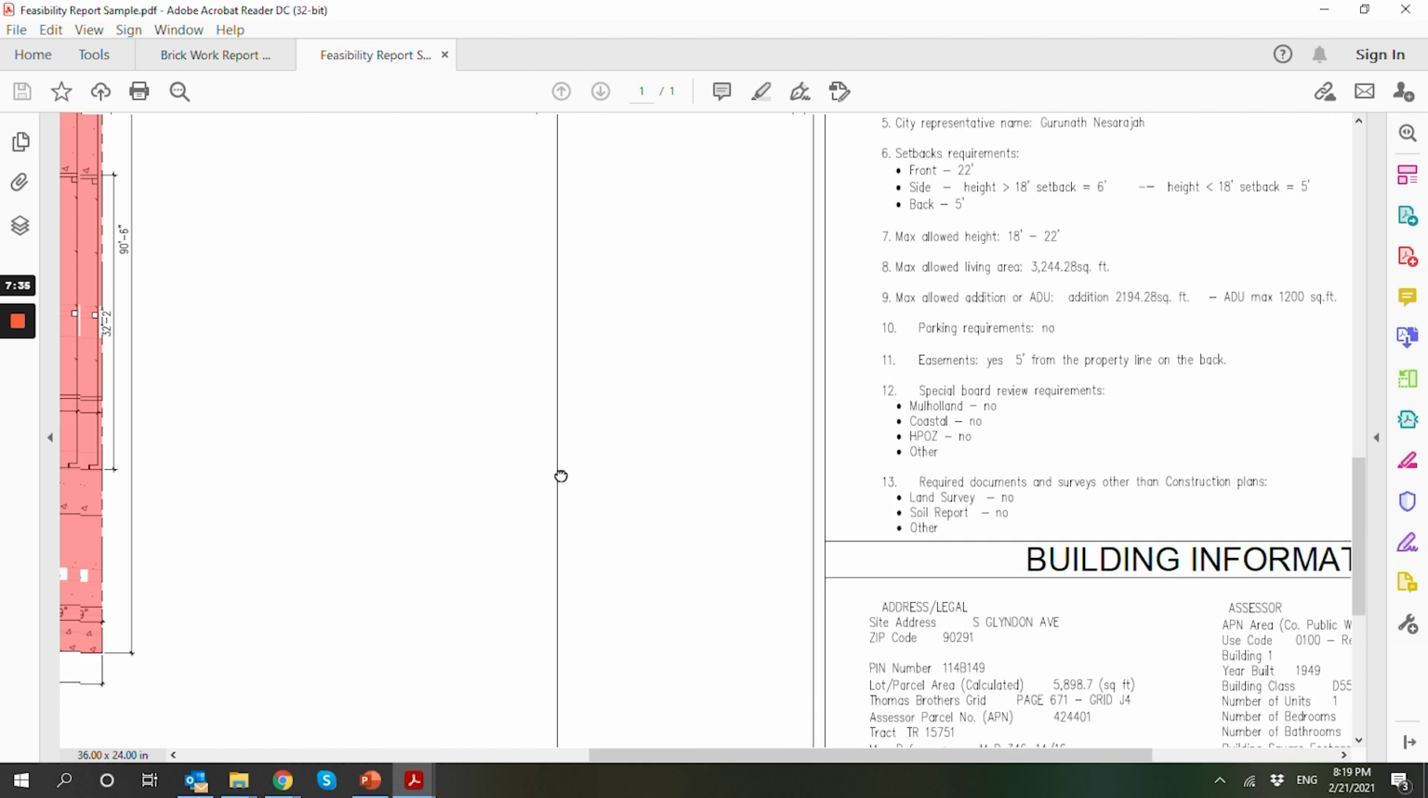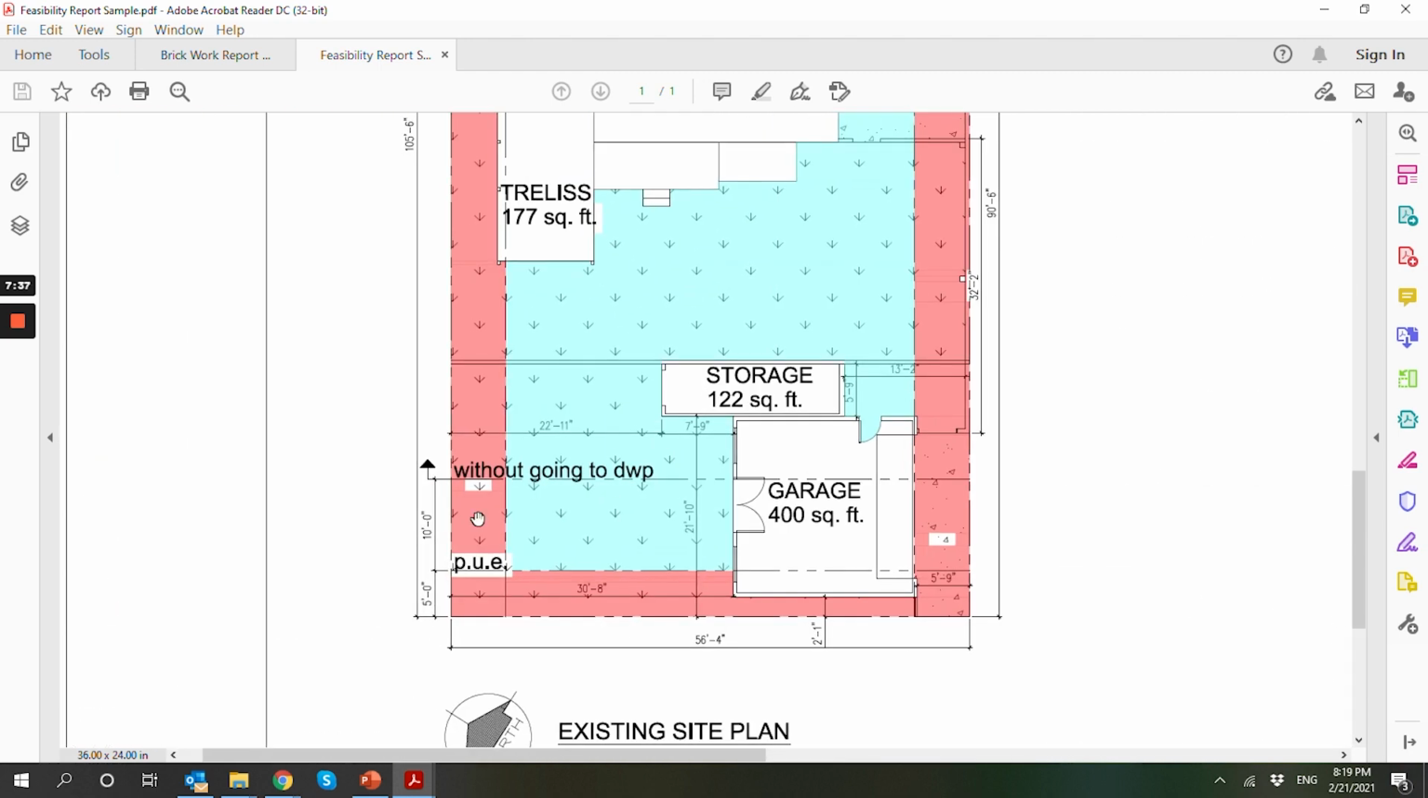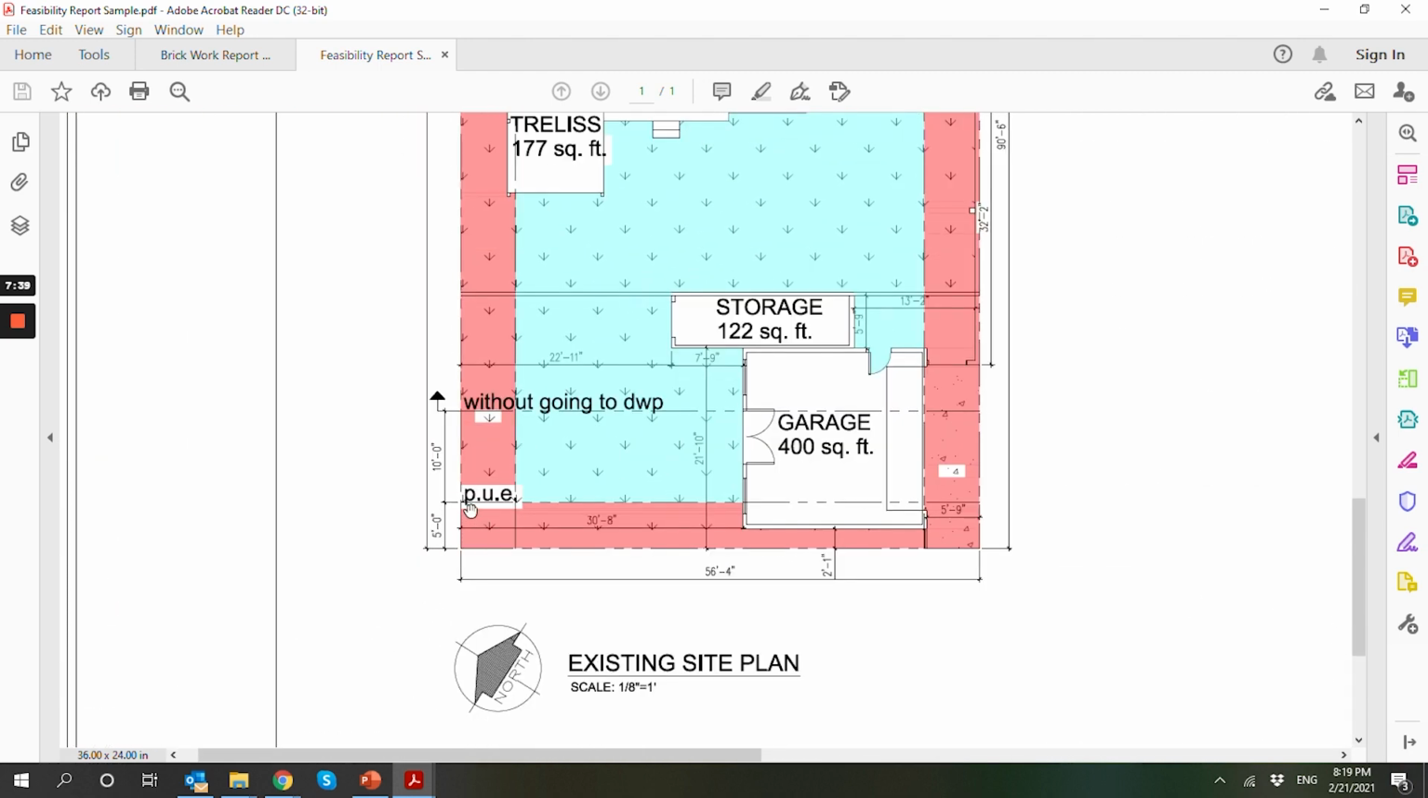Now, why do we have 5 feet over here? It's this, okay? In this specific property, there's a public easement over here, okay? Public use easement, it's PUE, because there is a power line over here, okay? There's a power line that is running over here. Because of that, the power company has an easement on this portion.